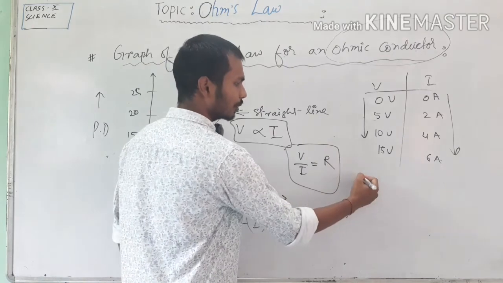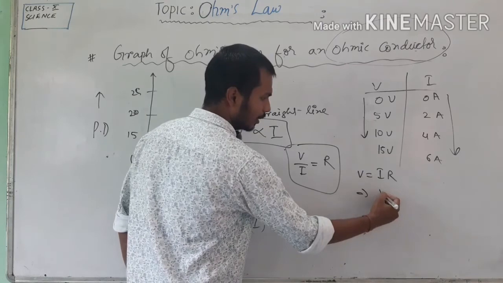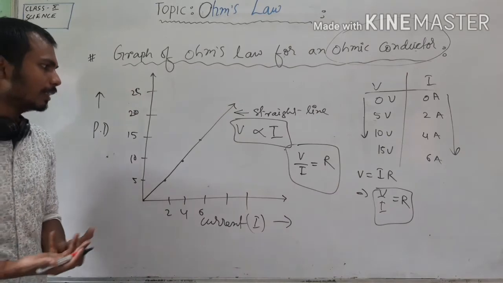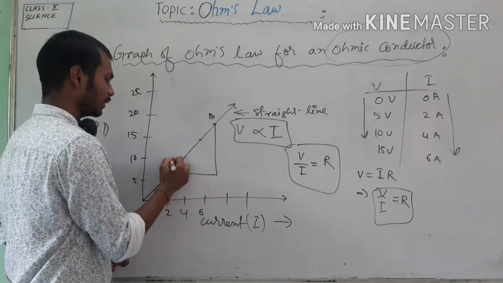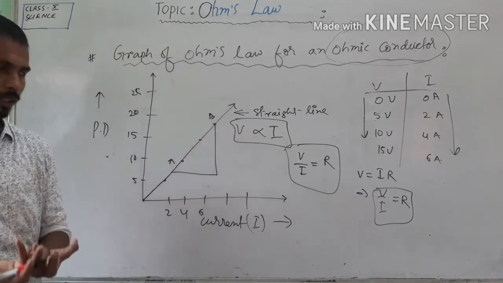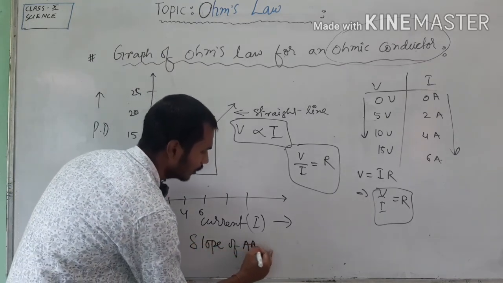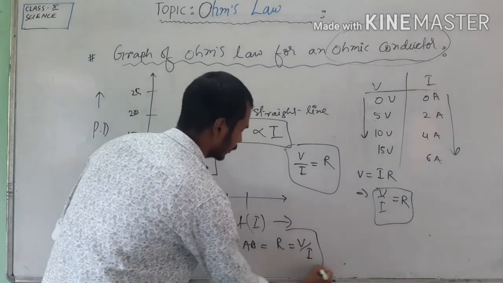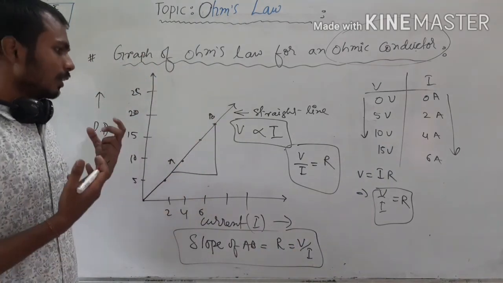Why? Because we have V is equal to IR. This implies that, transposing I to this side, V by I is equal to R. So from this graph, if you select two points, point A and point B, and find the slope of AB, the slope of AB will be equal to the value of R. That is, the slope of AB will be equal to resistance, that is V by I. This is the graph of Ohm's law. Thank you. Next we will study numericals of Ohm's law.